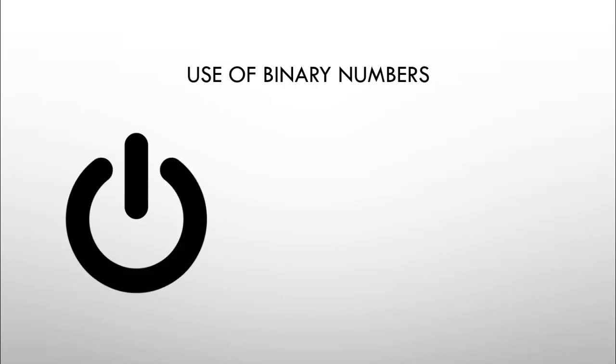The use of binary numbers. Now let's see why we use binary numbers. A binary number will be either 0 or 1. Now in electronics, number 1 represents on and number 0 represents off. That is why for the power button we have this particular symbol, 1 and 0. So in electronics, binary is very useful in getting values out of circuits.